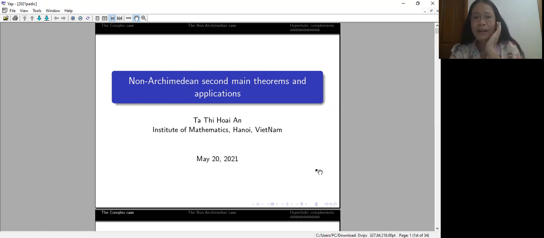So, okay. Today I will introduce to you non-Archimedean second main theorems and applications. First, because some people here are not familiar with Nevanlinna theory, I will introduce a little bit about notation and history. Everyone knows that if F is a polynomial over an algebraically closed field of degree n, then we know there are exactly n solutions when F hits any point.